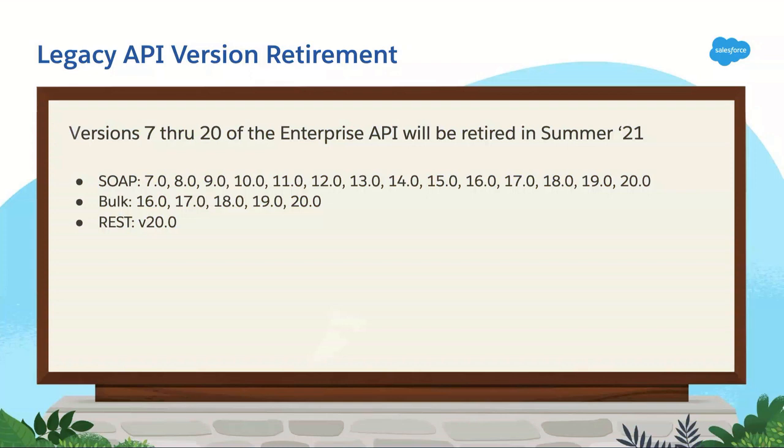Very, very few API requests, either from orgs or against the totality of volume, are made with these impacted API versions. So we want to get this message out and encourage everyone to consume more recent and current versions of the API and take advantage of the Bulk Query 2.0 capability that just launched in Winter '20.